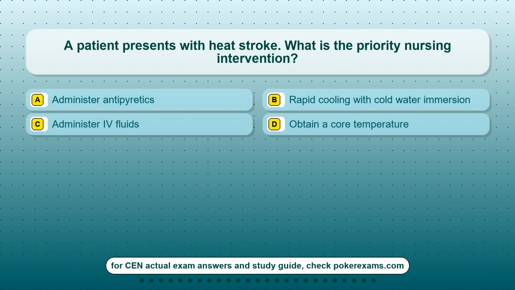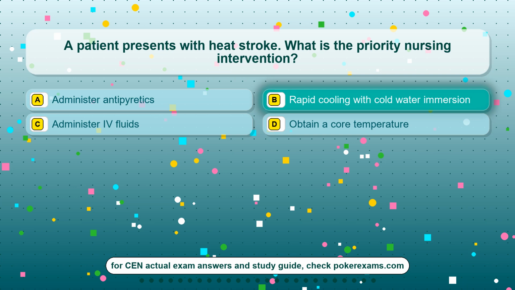Question 22. A patient presents with heat stroke. What is the priority nursing intervention? Option A, administer antipyretics. Option B, rapid cooling with cold water immersion. Option C, administer IV fluids. Option D, obtain a core temperature.